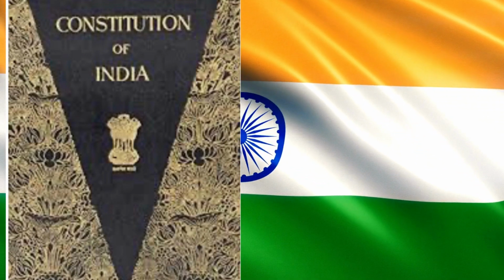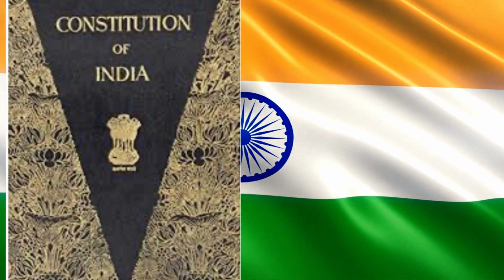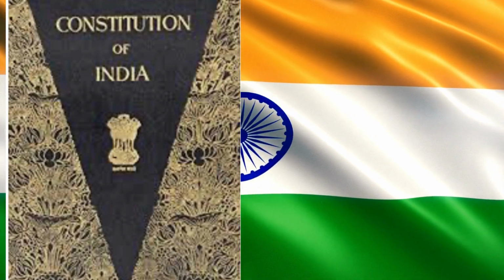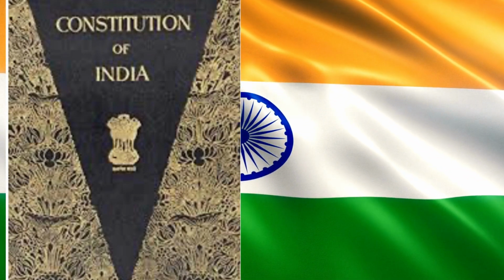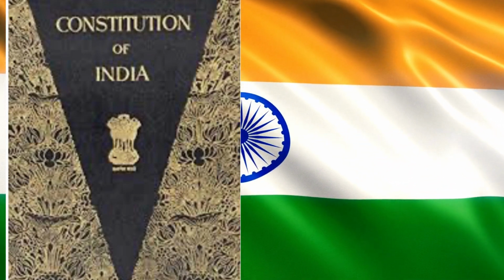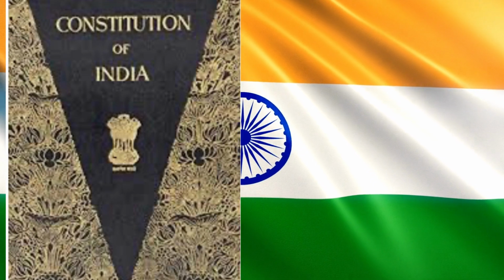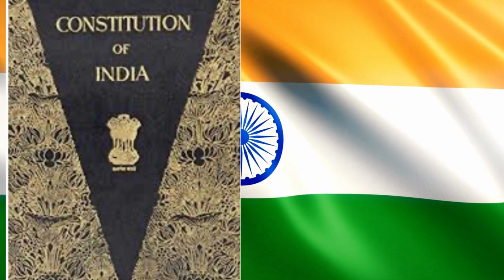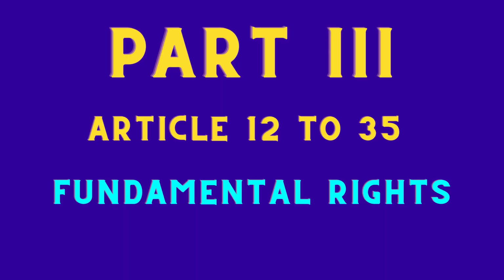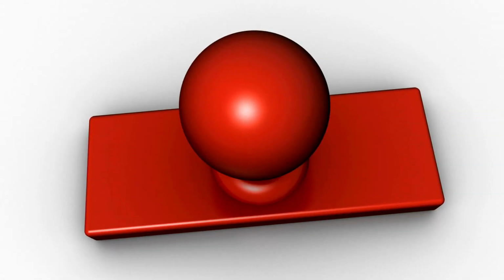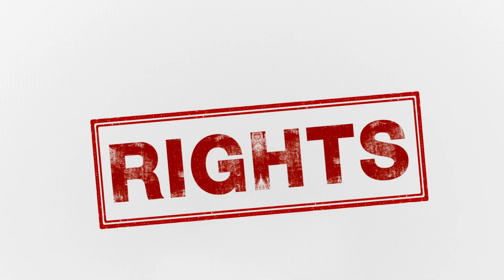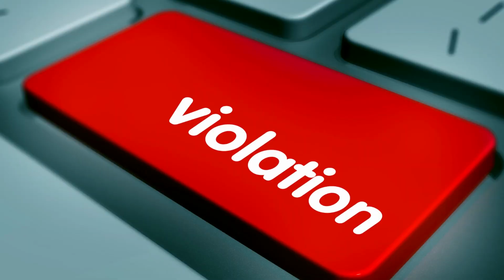The Indian Constitution empowers the Supreme Court under Article 32 and High Courts under Article 226 of the Constitution to issue writs. Now, friends, as you all are aware, Part 3 of the Constitution, Articles 12 to 35, deals with fundamental rights, which are essential and basic human rights granted to all citizens of India. Now, what would happen if these rights are violated?